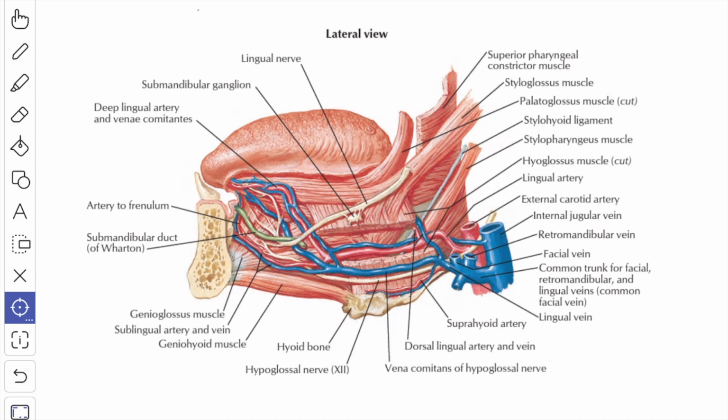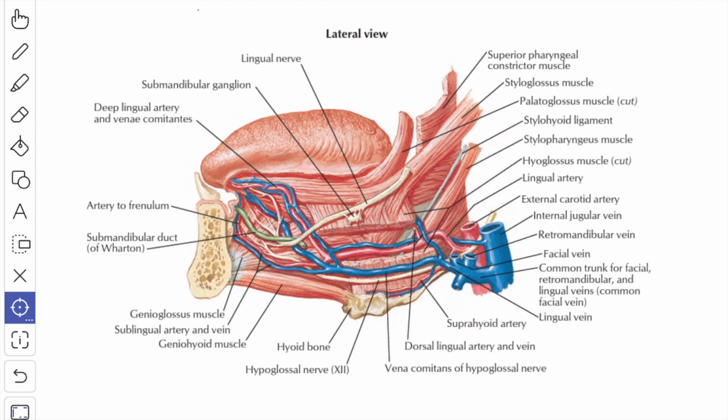The chief artery of the tongue is the lingual artery, which is a branch from the external carotid artery. The dorsal lingual artery supplies the pharyngeal part and the rest is supplied by the arteria profunda linguae. In addition to this, the ascending palatine and the tonsillar branches of the facial artery and the ascending pharyngeal artery also supply the tongue. Next we'll see the venous drainage.